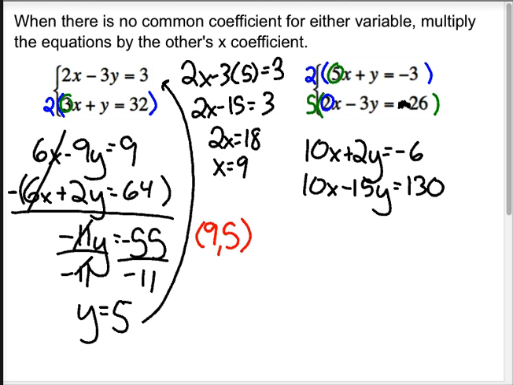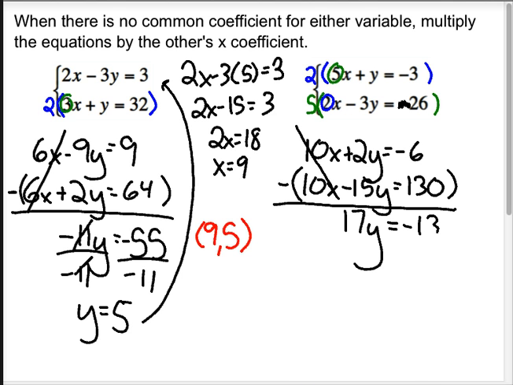Now notice my x's can cancel now. So I'm going to subtract this whole equation. They're the same sign, so I can subtract them. 2y minus a negative 15y. Remember, when you're subtracting a negative, that's going to be the same thing as adding. So 2y plus 15y gives me 17y. So again, don't forget, subtracting a negative is the same thing as adding. The negative 6 minus 130 gives me negative 136.